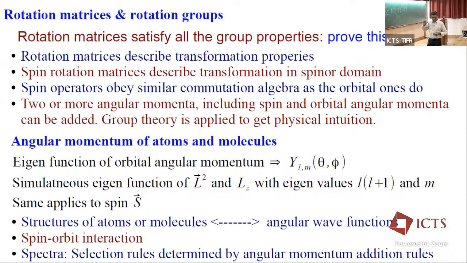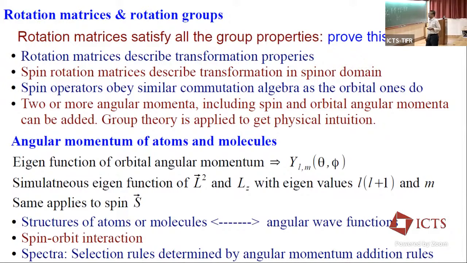This has its origin in relativistic concepts, because spin, as I said, is the intrinsic angular momentum of a particle at its rest frame. When we discuss the spin orbit interaction in atomic physics, then you will understand what a spinor domain is. Spin operators obey a similar commutation algebra, and that leads you to add spin with orbital angular momentum. Two or more angular momenta, including spin and orbital angular momentum, can be added, as in the angular momentum of atoms and molecules.